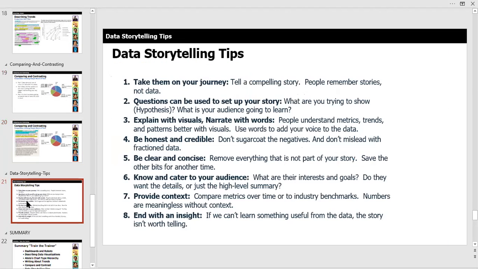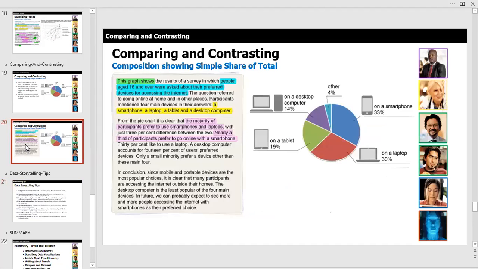Okay. So some data storytelling tips. First of all, take them on your journey. Remember that whenever you're describing things, it's a journey. Tell a compelling story. People remember stories, not data. Questions can be used to set up your story. For example, what are you trying to show? That might be called your hypothesis, or what is your audience going to learn? Now, you don't have to do it that way, but again, just keep that in mind. Explain with visuals, narrate with your words. So that was what we tried to show here. There's both visuals and words.